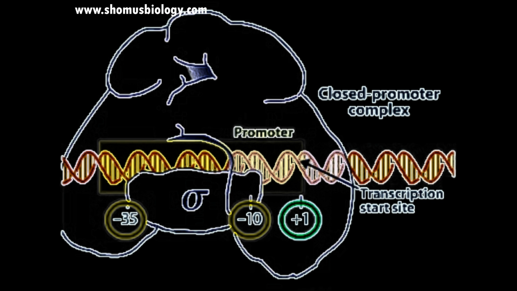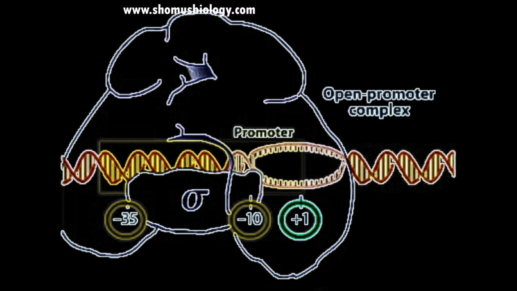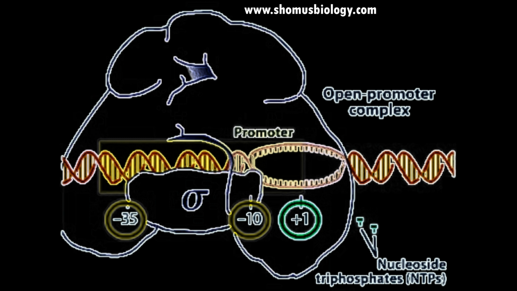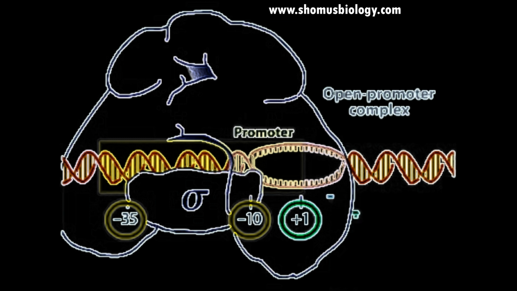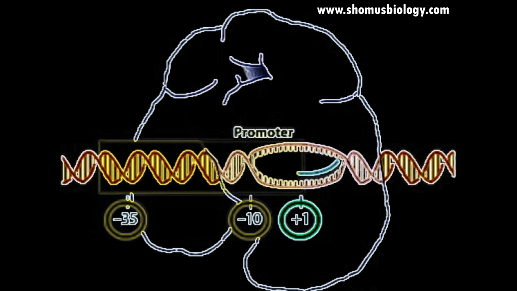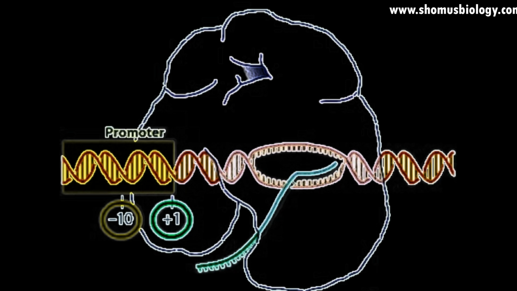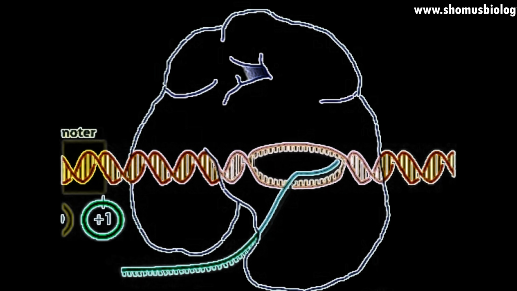The polymerase then unwinds a dozen bases of the DNA to form an open promoter complex, in which the single-stranded DNA is available as a template for transcription. Transcription is initiated by the joining of two free nucleoside triphosphates, or NTPs. After the addition of about 10 NTPs, the sigma subunit is released from the polymerase. The polymerase then moves along the template DNA to continue the elongation of the growing RNA chain. This is the elongation phase of transcription.